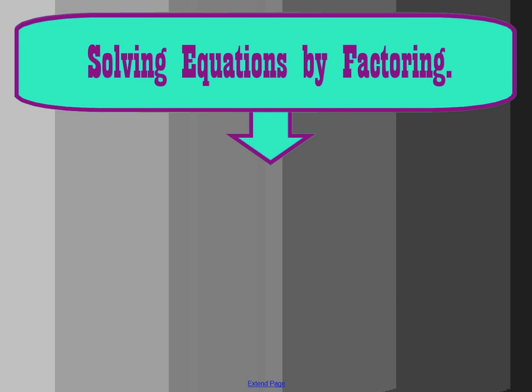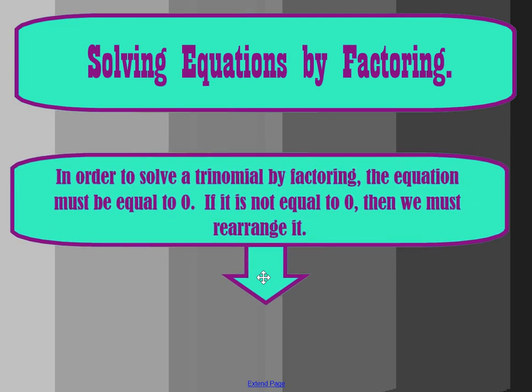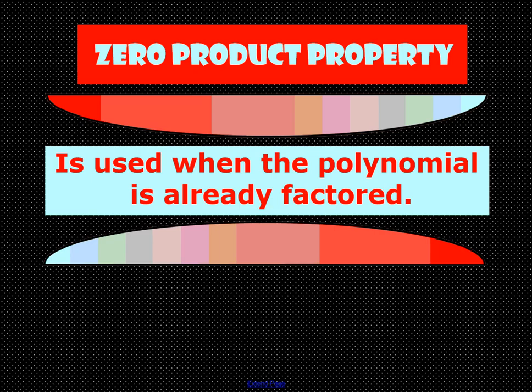When solving equations by factoring, in order to solve a trinomial by factoring, the equation must be equal to 0. If it is not equal to 0, then we must rearrange it. In order to solve our factored problems, we have to use the zero product property. We use the zero product property when our polynomial is already factored. Let's go ahead and look at some examples.